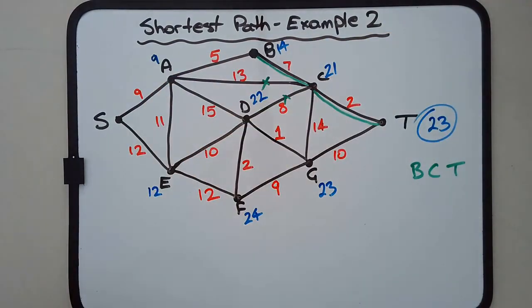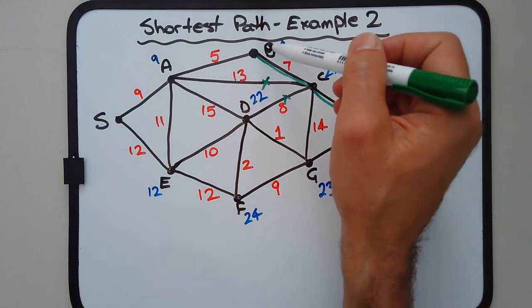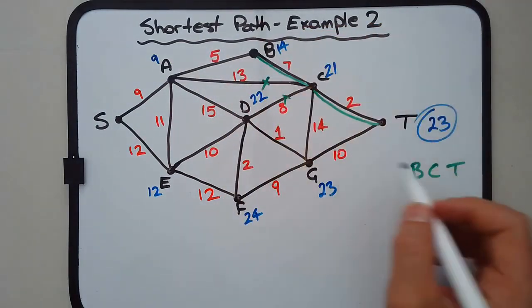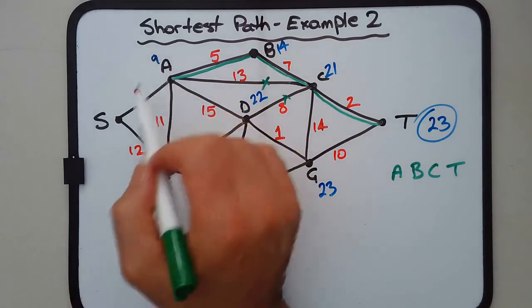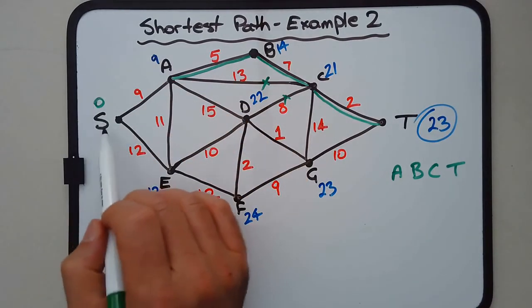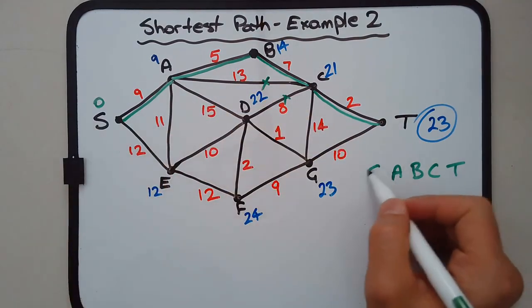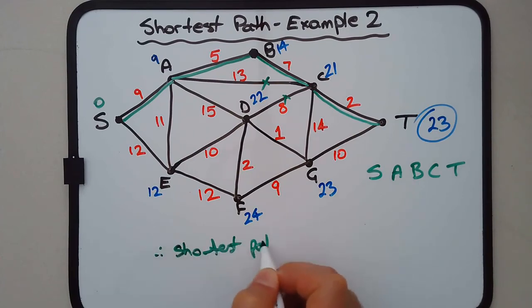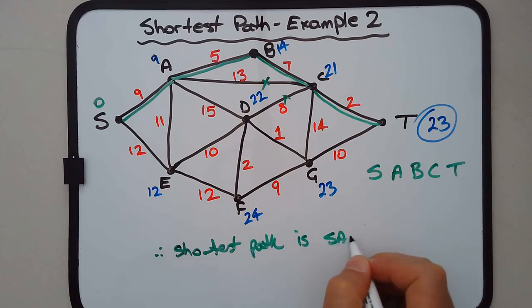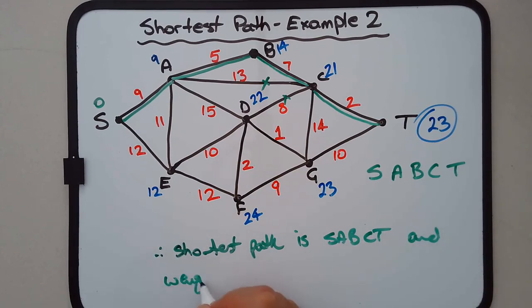Going backwards, B is the next vertex. From 14, there's no real option apart from going back to A. So 14 minus 5 is 9, so A is certainly on the path. And 9 minus 9 is 0. Of course, the starting value is always 0, and therefore we now have our shortest path. So the shortest path is S, A, B, C, T, and the weight is 23.